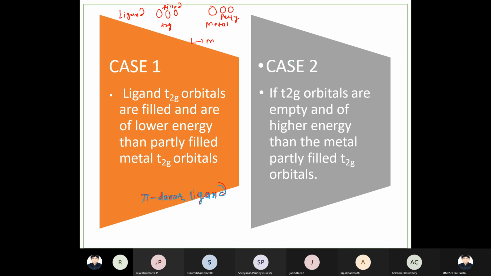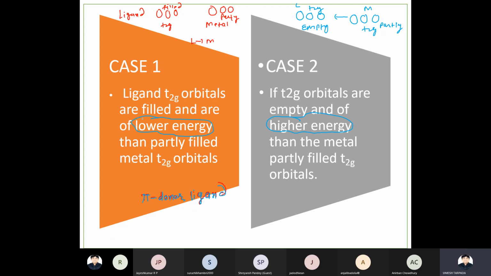केस नंबर 2, मेटल टू लिगेंड की जो ऑर्बिटल है T2G metal. Orbitals of ligands is empty and metal having partially filled. मेटल की जो ऑर्बिटल है T2G metal वो partly filled है, and ligand की जो ऑर्बिटल है it is empty. तो उस केस में क्या होगा? मेटल इनको इलेक्ट्रॉन देंगे. Okay, तो यहाँ पे लिगेंड की जो energy है वो higher रहेगी. Ligand orbital lies in higher energy level, here ligand orbital lies in a lower energy level.